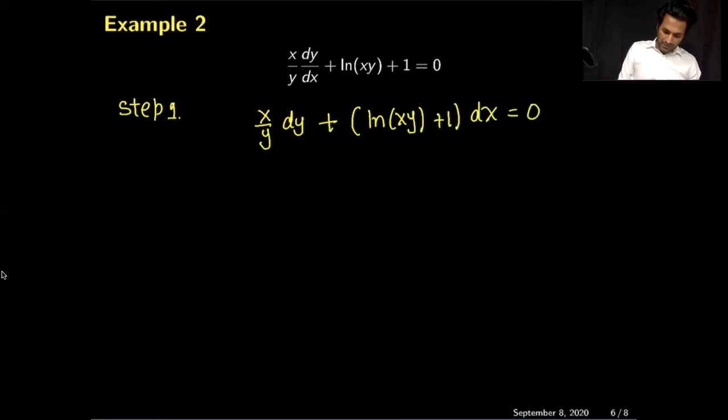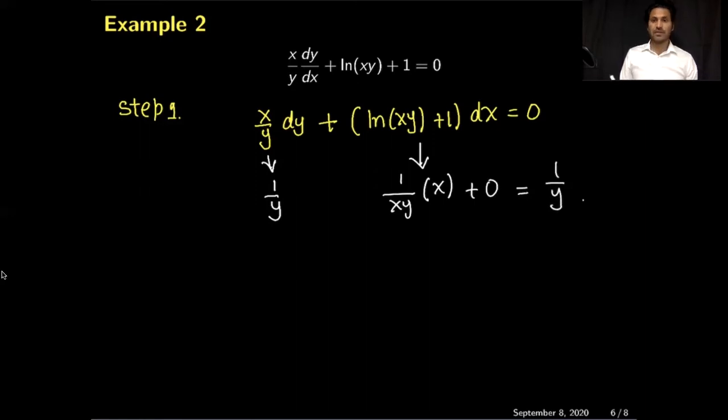Then we will calculate the derivative of this term partially with respect to x, which gives me 1 over y, and the derivative of this term with respect to y, which will give me the derivative of natural log of xy with respect to y, which is x over xy, plus 0. If I simplify, this is just 1 over y. Therefore, this is an exact differential equation. Since it is exact, we can proceed to step number 2.